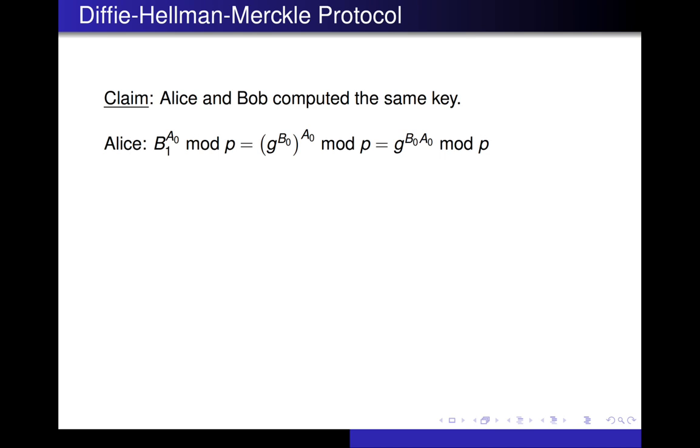Okay, so that's what her key is. Really, what her key is: you take the primitive root, multiply the two private numbers together, and that's your exponent. Let's see what happens when Bob does his computation.